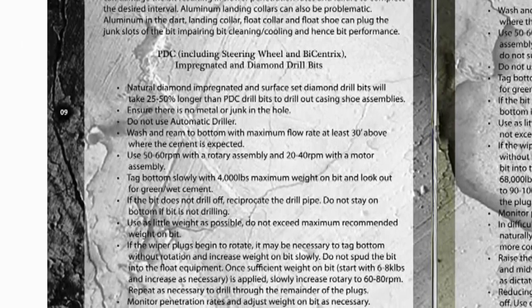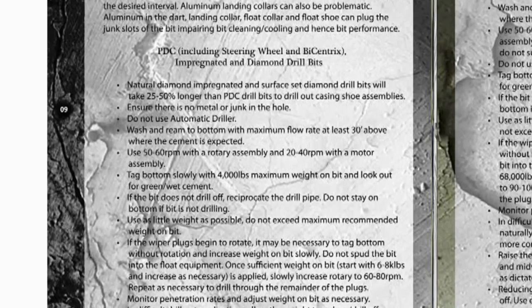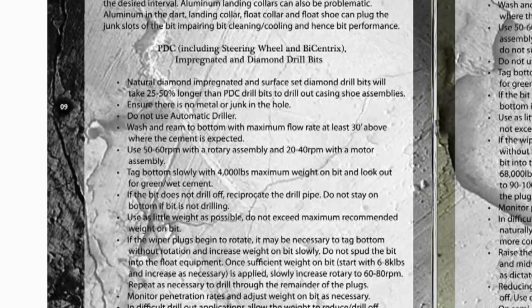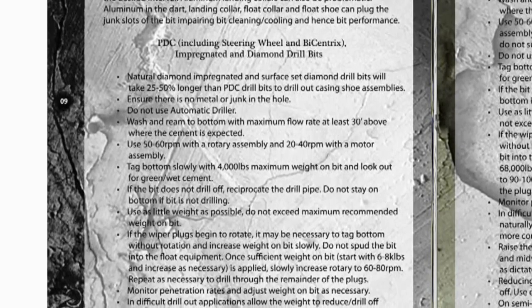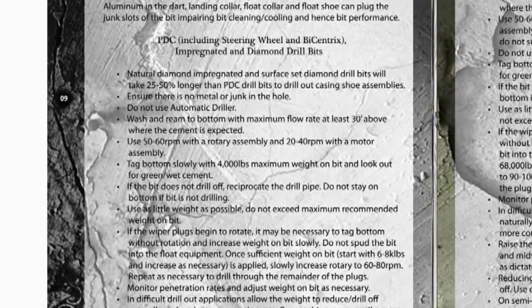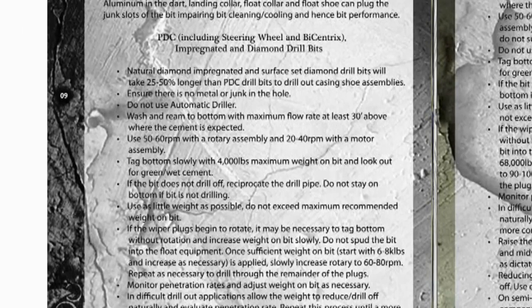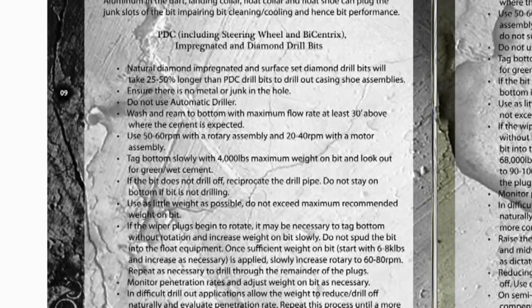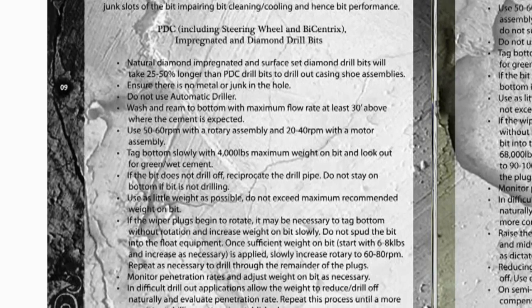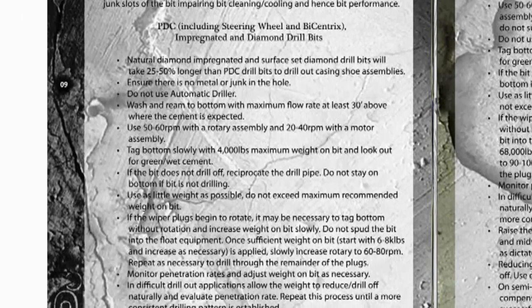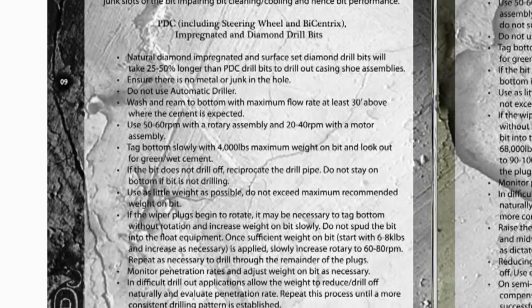If the wiper plugs begin to rotate, it may be necessary to tag bottom without rotation and increase weight on bit slowly. Do not spud the bit into the float equipment. Once sufficient weight on bit is applied, start with 6,000 to 8,000 pounds and increase as necessary, then slowly increase rotary to 60 to 80 RPM. Repeat as necessary to drill through the remainder of the plugs.